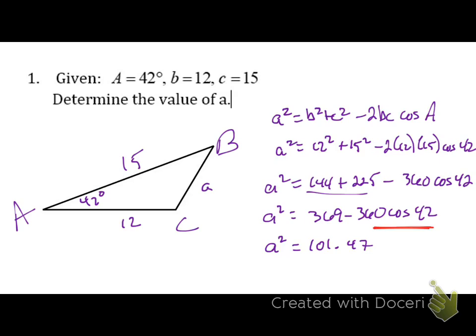Okay? The next classic mistake that you don't want to make is thinking that you're done right now, because you're not. That's a squared, and we want a. So to find a, just square root both sides. And if you square root your answer, you will get 10.07.